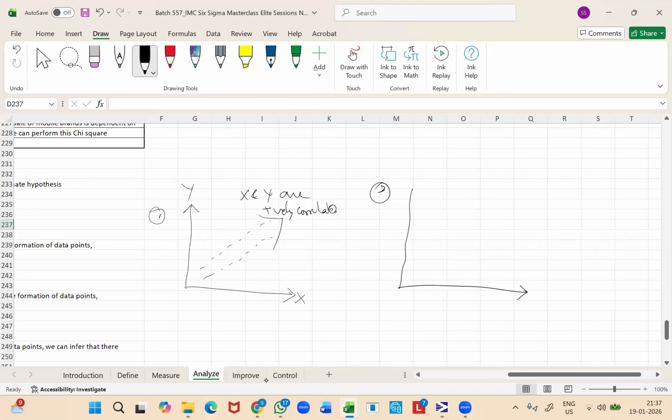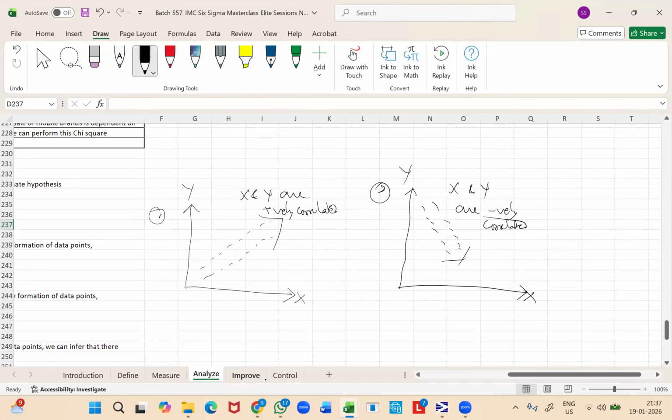Again, when we plot the data points for X and Y variables, you find a downward slope like formation of data points. So what can we infer from this? We can say that X and Y are negatively correlated, right? Exactly opposite to the first scenario. So when we observe a downward slope like formation of data points in a scatter plot, we can say that X and Y are negatively correlated.